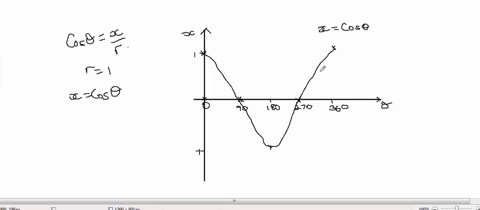And so once we draw that, it is also a sinusoidal curve, or you could call it a cosine curve, but it is just simply out of phase. Its maximum is also 1, and its minimum is -1.